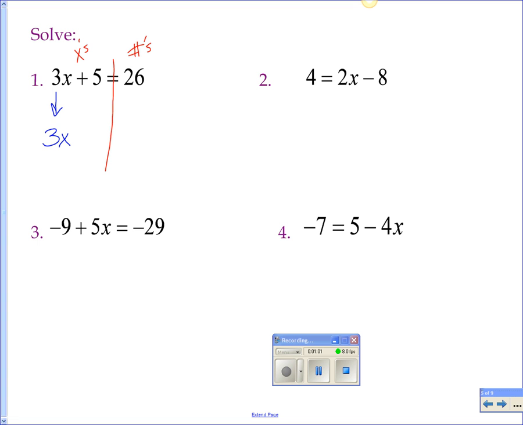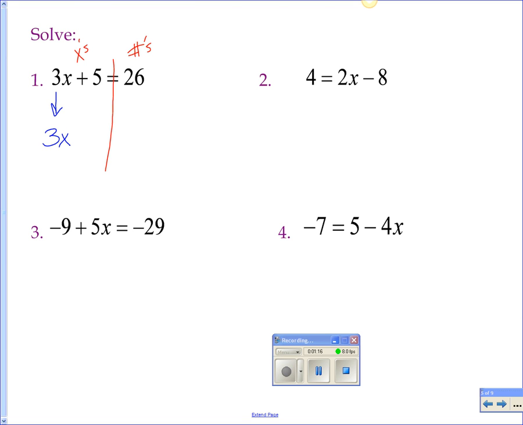Well, whenever you cross the line, you have to do the opposite. And what do I mean by that? The opposite of adding is to subtract. The opposite of subtracting is to add. What's the opposite of multiplying? Dividing. Okay, so that's what I mean by opposite.